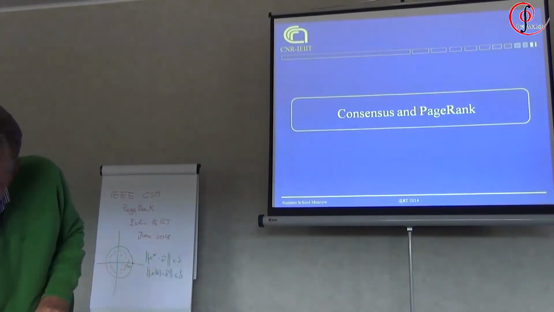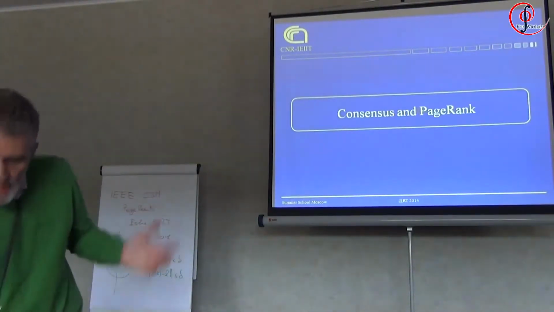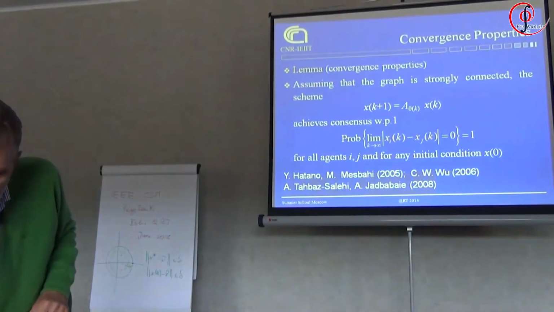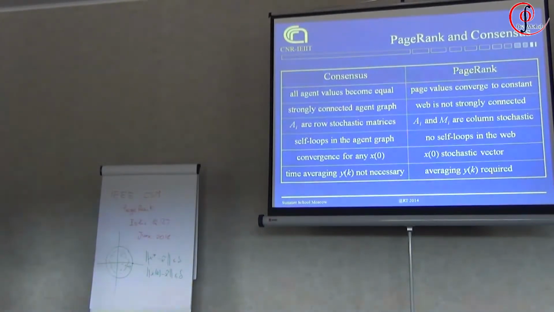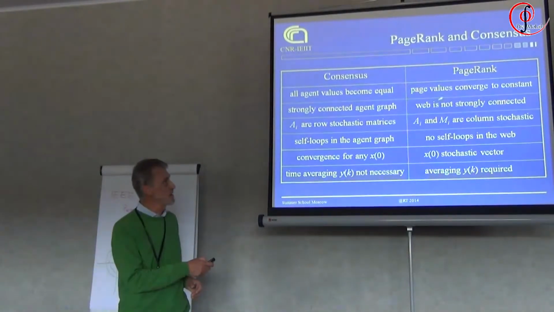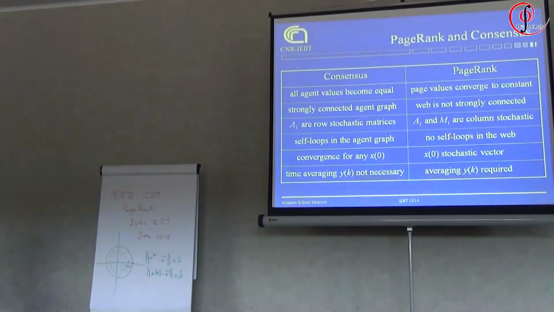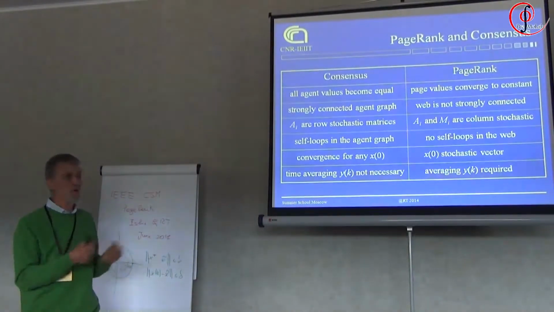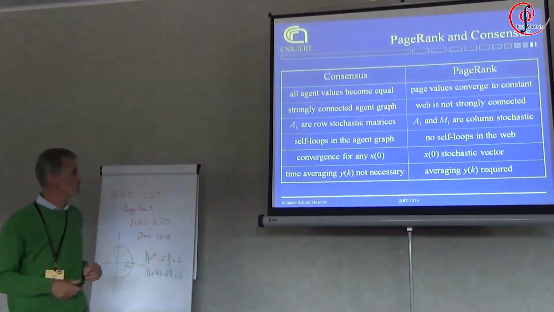I think I'm getting close to the end because I want to also talk about other things. There are some connections between consensus and PageRank. I don't want to go into details here, but I want to show a chart which somewhat summarizes differences and similarities between PageRank and consensus. So, of course, the objective is very different. In the case of PageRank, the page values converge to a constant, and this is the objective. The objective is to compute X star. Here, the objective is to design algorithms so that all agent values, say the position, the velocity, whatever, become equal. So they are completely two different objectives.